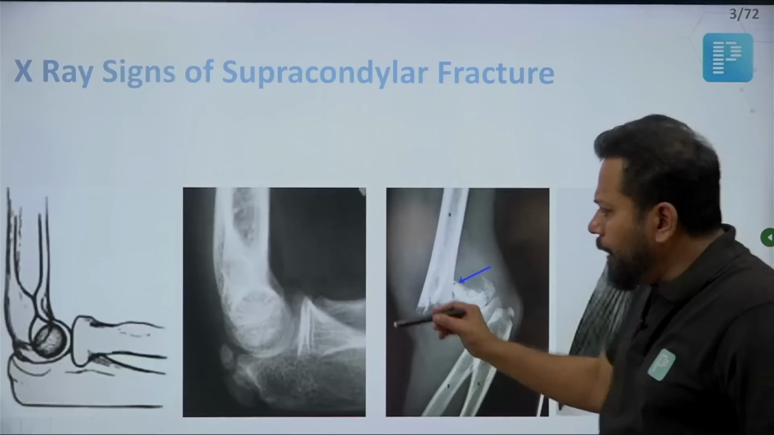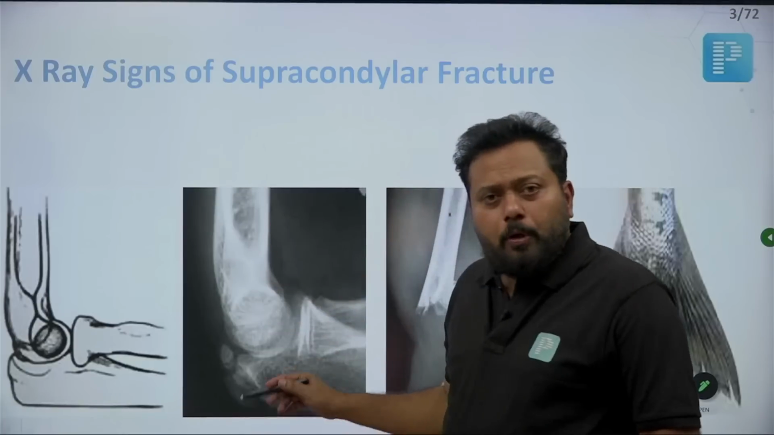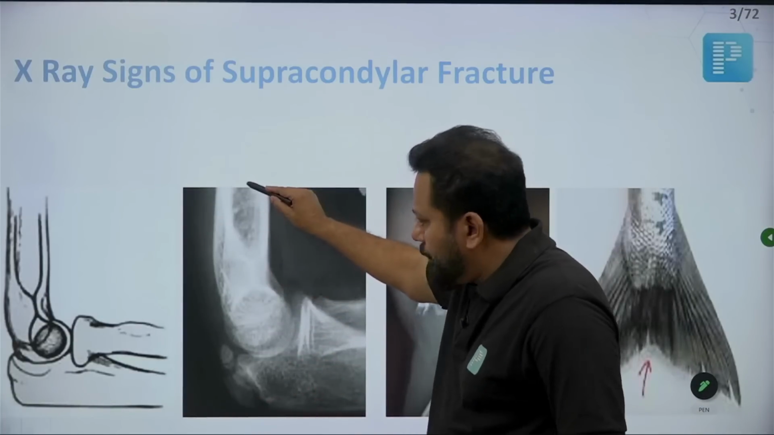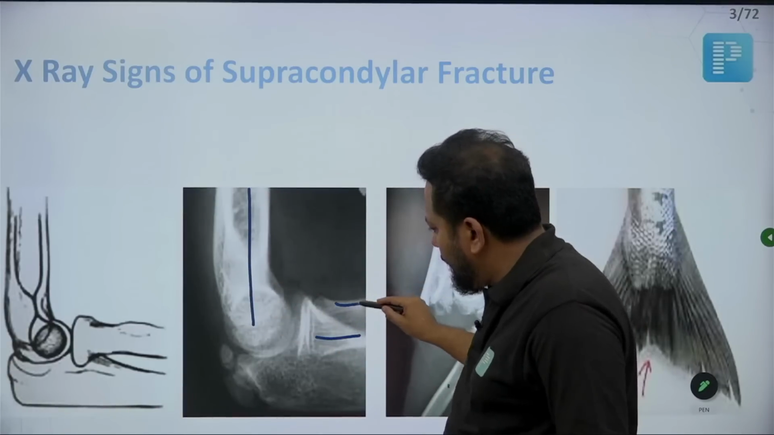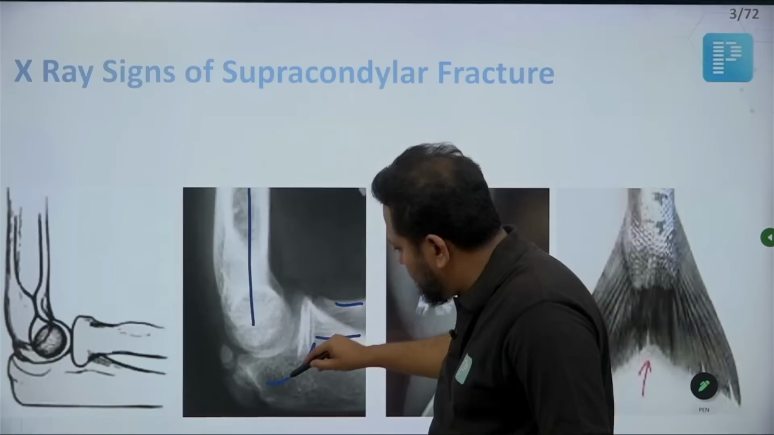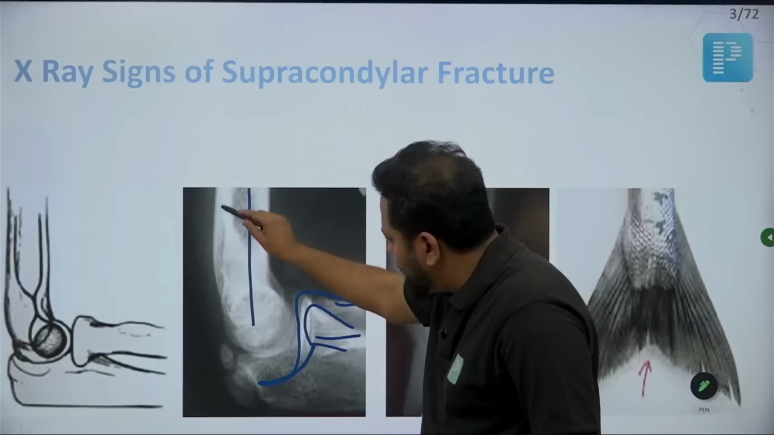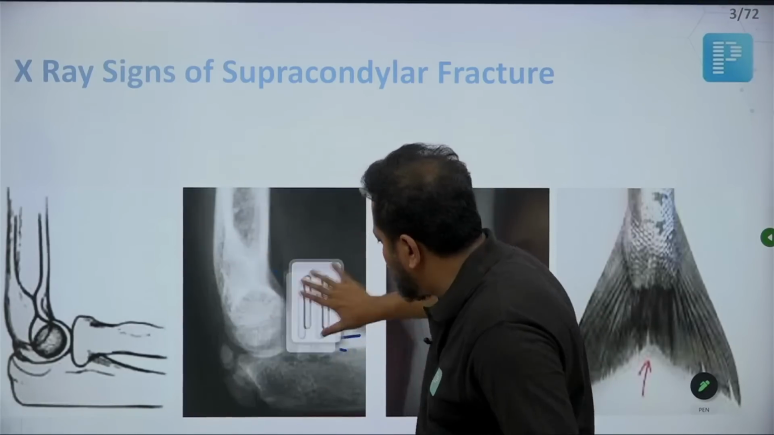Okay. Number 1, you see here, this is a lateral view of a child's elbow. You are able to see this is the humerus. This is your radius. Here is your ulna. This big thing is the ulna, the small thing is the radius. This is your humerus, lower end of the humerus. Okay, I will rub it and I will show you again.